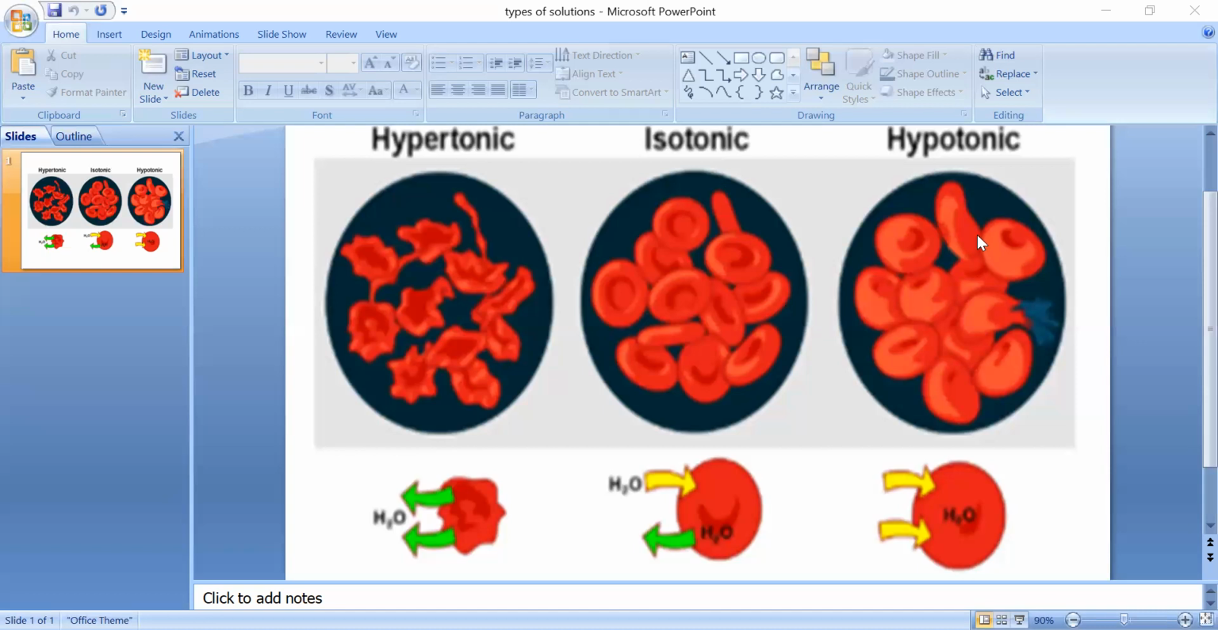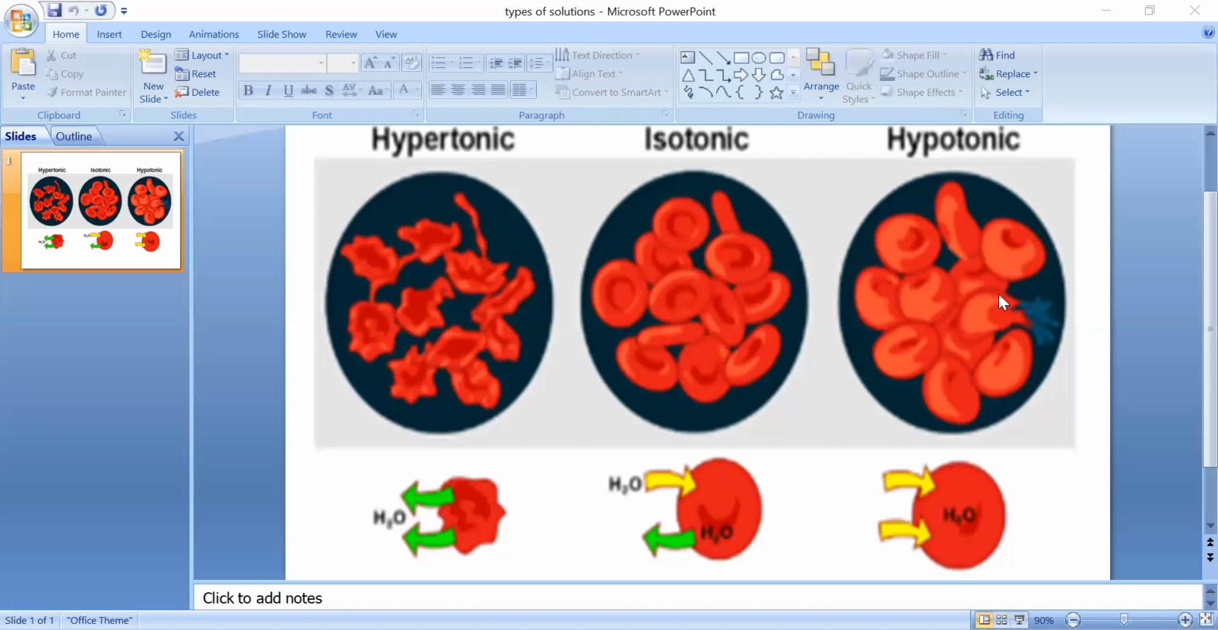And children, in another case, you can see that if the medium surrounding the cell has higher water concentration than the cell, due to which what happens? More water enters the cell than it exits out, meaning that the outside solution is very dilute. The cell will gain water by osmosis. Such a solution is called hypotonic solution.